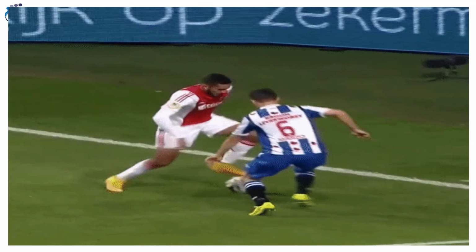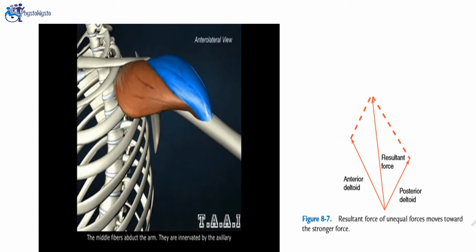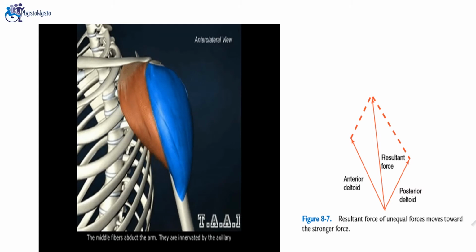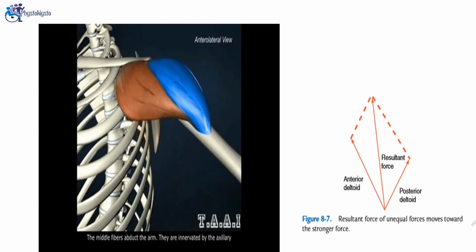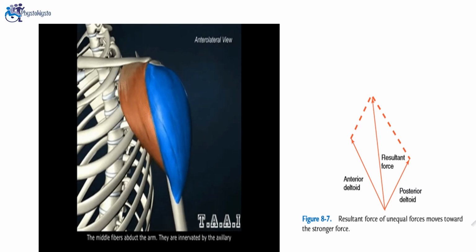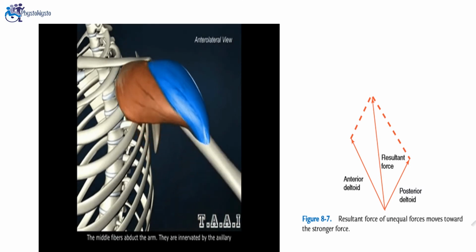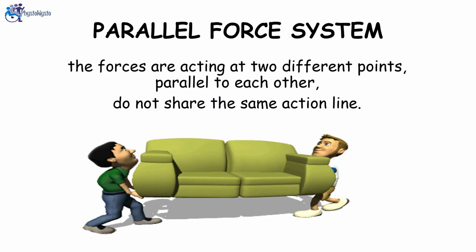different or opposite angles. An example of a concurrent force system occurs in the body when the deltoid muscles contract during shoulder abduction. The action of the anterior and posterior fibers of the muscle is compounded to work with the middle fibers, seamlessly increasing their power. Now talking about the third force system.